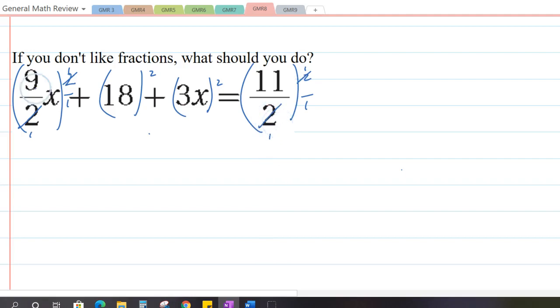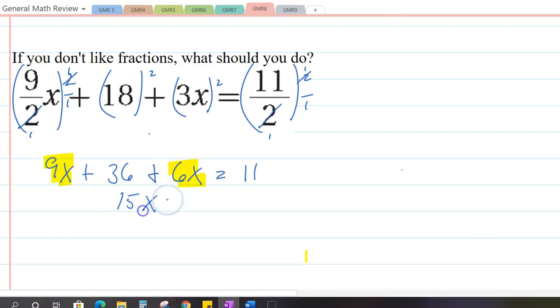We move on. Now I have 9x times 1 is 9x, plus 18 times 2, 36, plus 3x times 2, 6x is equal to 11. Now that I've gotten rid of those pesky fractions, I simply combine like terms. I have a 9x and I have a 6x. Those are my like terms. 9 plus 6 is 15x, plus the 36 didn't change, the equal sign didn't change, and neither did the 11.